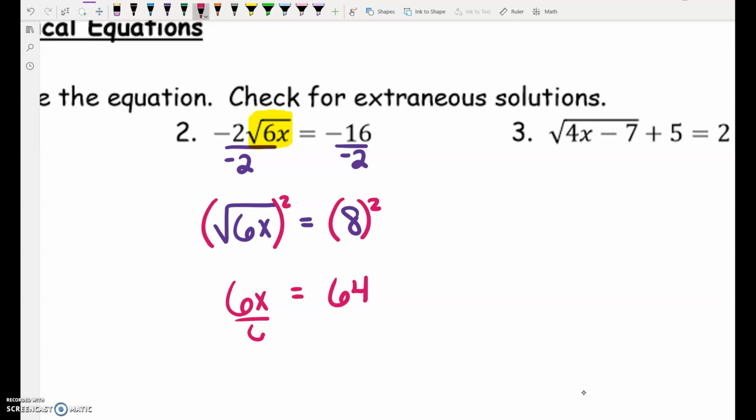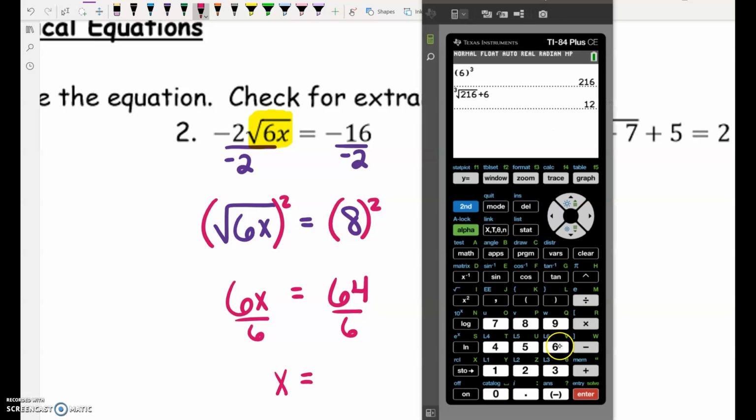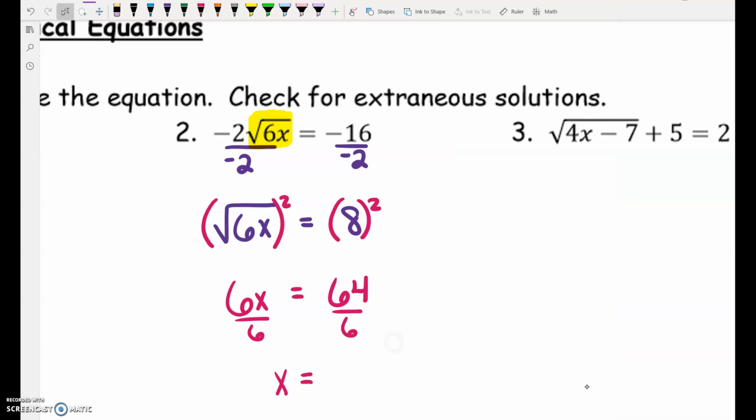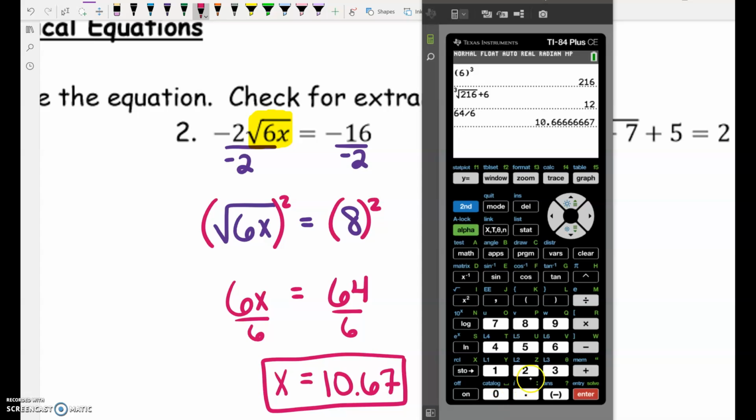And then finish this by dividing both sides by 6 to get x equals 10.67. On your assignment, it's going to be multiple choice. So if it has the answers as a fraction, you could change this to a fraction. This is 32 thirds. It just depends on what they have as the option. So that's the nice thing about today, it's multiple choice, so you can see what your answers are supposed to look like.